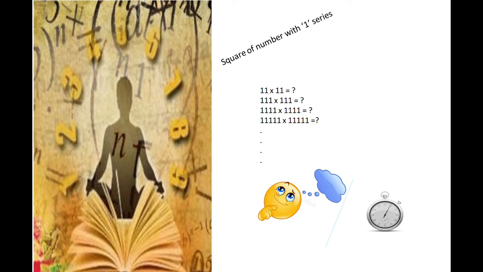Today let us look at how to write the square of a number that has only 1 in its digits, meaning anything like 11 or 111 or 1111. In that way, if we have a series of ones only in that number and we want to find the square, we have a trick using which we can write it very easily. Let us look into the trick now.